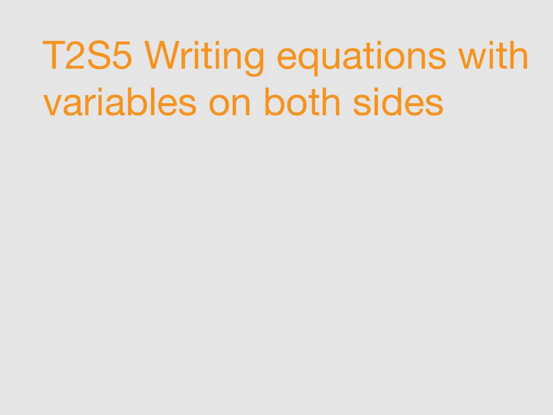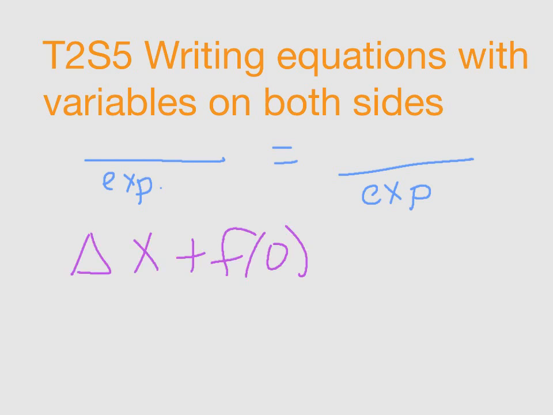So our strategy to writing an equation in this way is going to be to write one expression first, and then writing a different expression based on the other situation, and then setting them equal to each other. So to do that, we need to remember way back to our very first skill, which is creating an expression. We need the formula delta times x plus f of 0, where delta stands for the change or the rate of change.